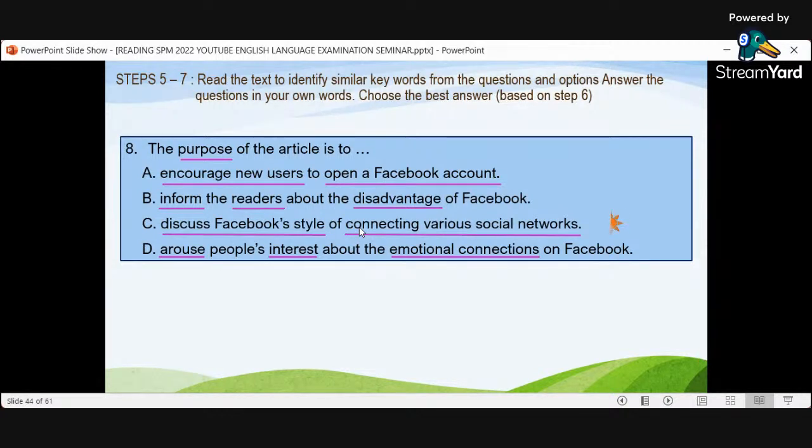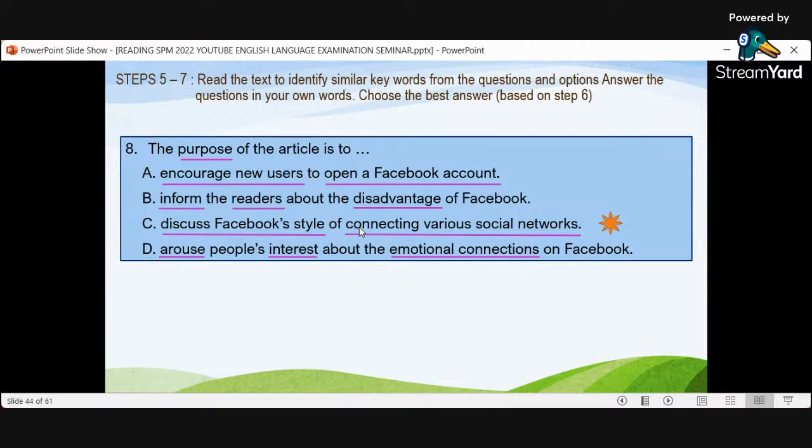And the last one, what is the purpose of the article? The purpose of the article is the whole text that you have read. So it's more of discussing Facebook styles of connecting various social networks. It is not to encourage new users. It didn't tell you to open Facebook.